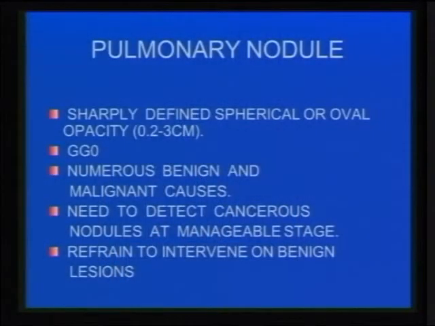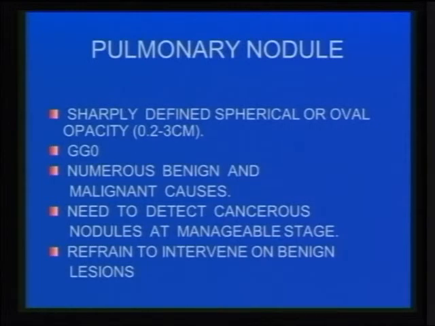So today we're talking about the solitary pulmonary nodule. By definition, it's a sharply defined spherical or oval opacity, anywhere between 0.2 centimeters to 3 centimeters. 0.2 centimeters is typically when we start to find or recognize a nodule. 3 centimeters is the upper limit because beyond that we're talking about masses. And when we talk about mass, typically we're talking about neoplastic disease.